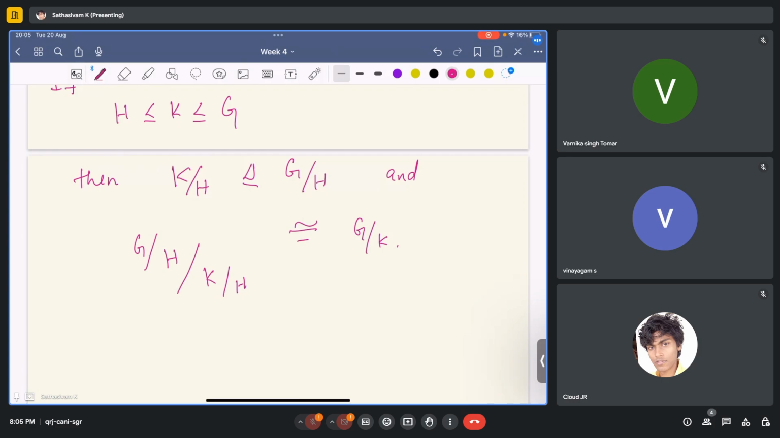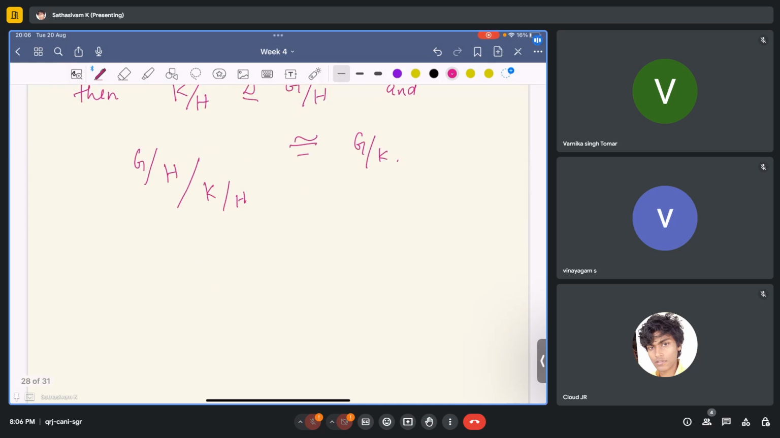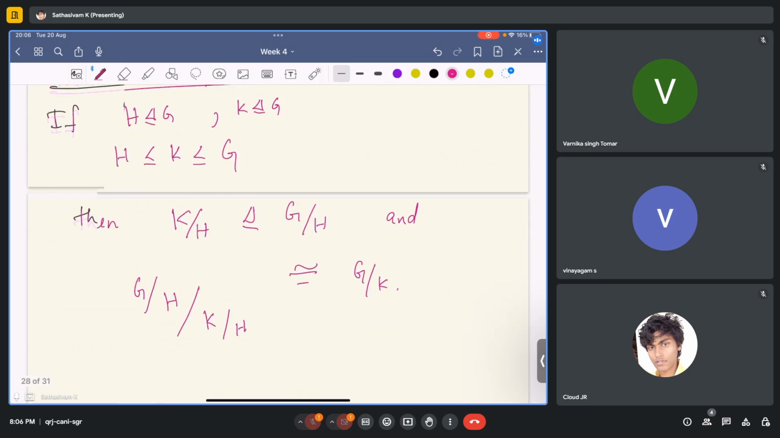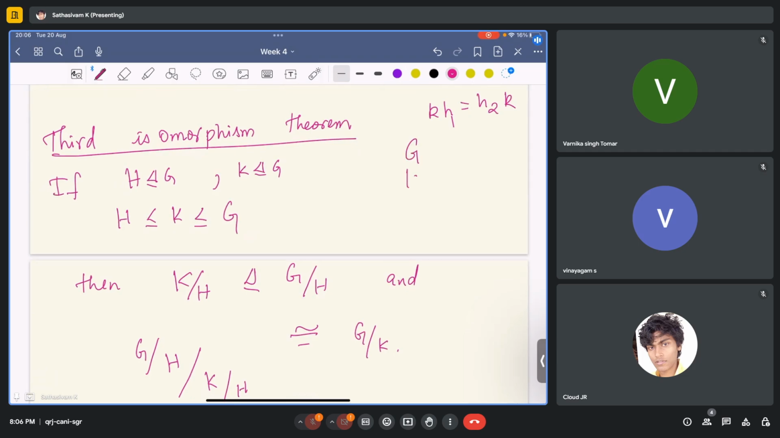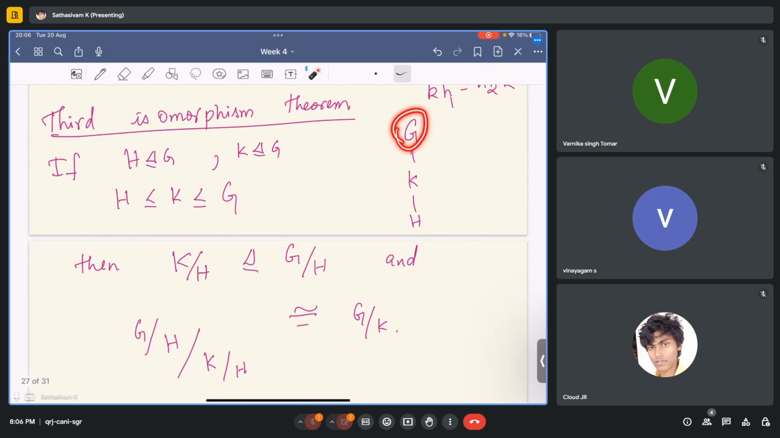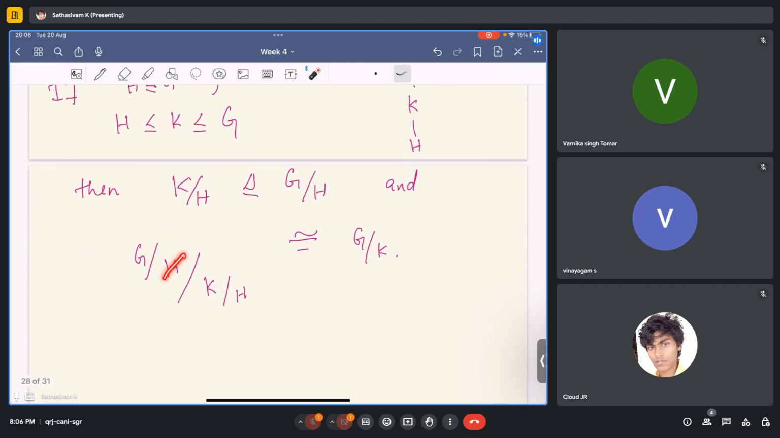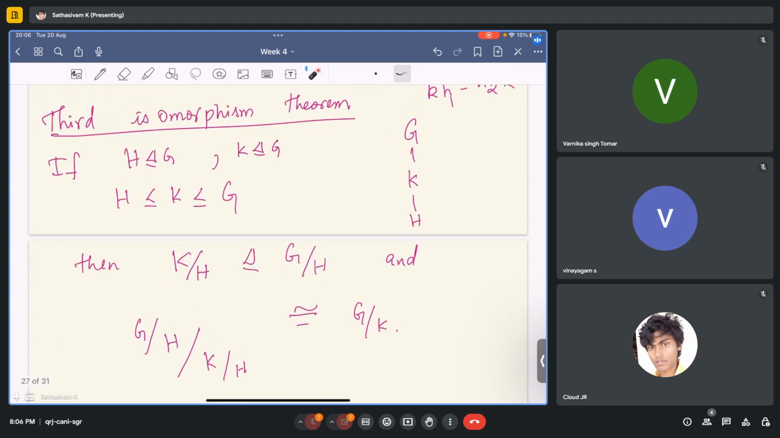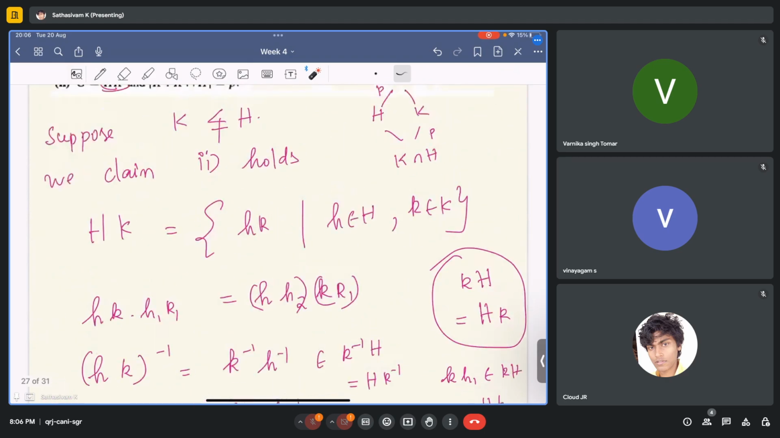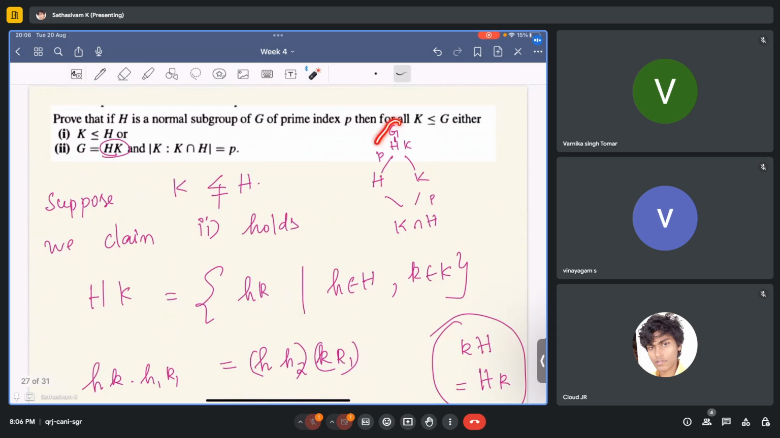I will tell you what is happening here. Let's draw it as a diagram. You have G here, K here, and H here. Taking G mod K is the same as taking G by H directly and then K by H. You can see it cancels out, up to isomorphism. So that was the third isomorphism theorem.